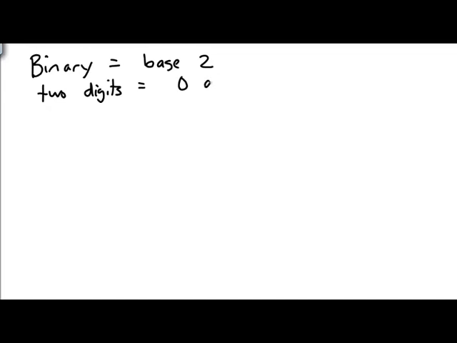Okay, now we're ready to talk about binary numbers. Binary is just a fancy name for base 2. Base 2. It's a very crazy numbering system. There are only 2 digits: 0 and 1.